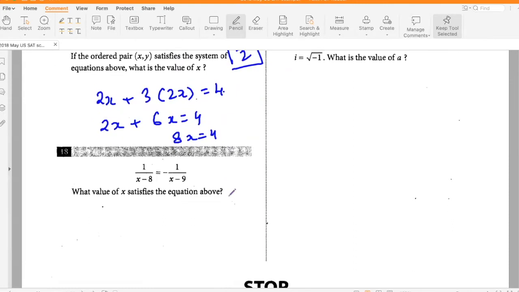What value of x satisfies the equation above? So we can cross multiply. x minus 9 is 8 minus x. So 2x is 17. So x is 17/2.